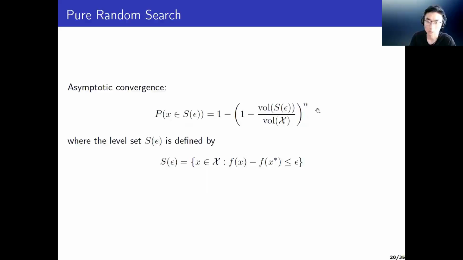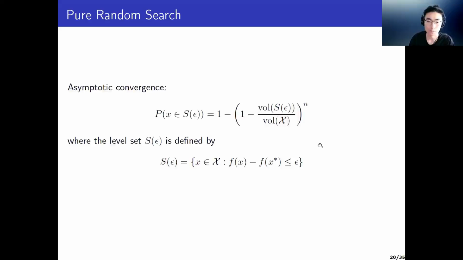However, pure random search has drawbacks. If the volume of the level set S is much smaller than the volume of the feasible region, which means that this term in the bracket is close to 1, then it takes many samples to find a solution with high probability. And secondly, it is not clear when to stop the algorithm because in practice, we do not know whether or when we hit the level set. And thirdly, if the feasible region is not convex, it is sometimes hard to uniformly sample from the feasible set efficiently.